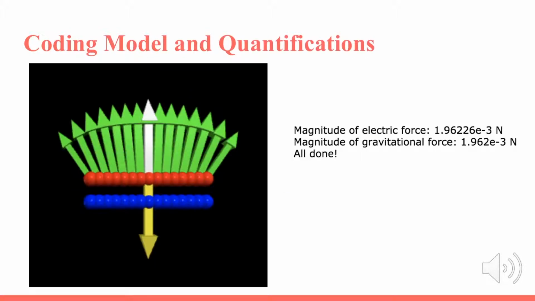And pictured here, you can see the coding model for this lab. I have 15 different spheres, and the blue tape represents the bottom tape, tape A, and the red tape represents the top tape, which is tape B. The white arrow is the electric force exerted on tape B, the top tape, by tape A at the bottom, and the yellow arrow shows you the force of gravity on the top tape exerted by Earth.